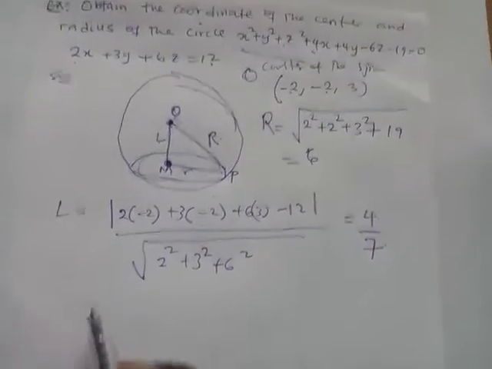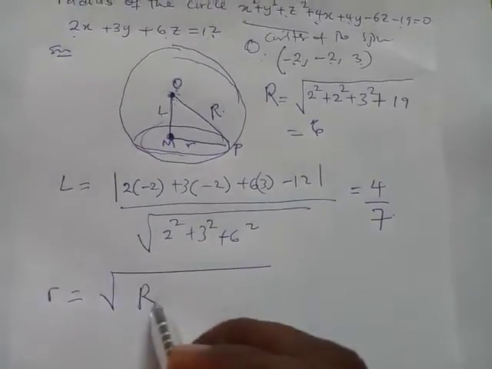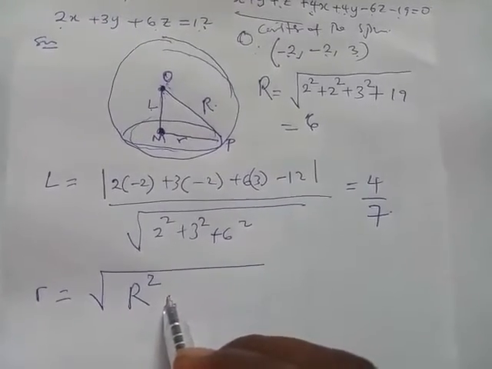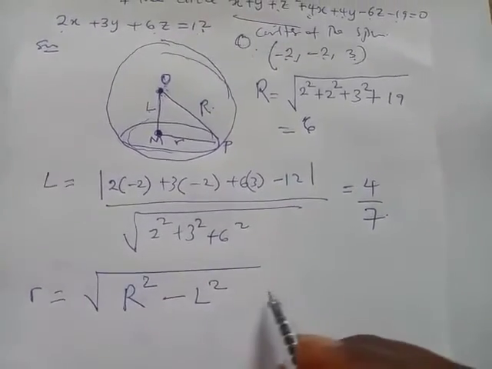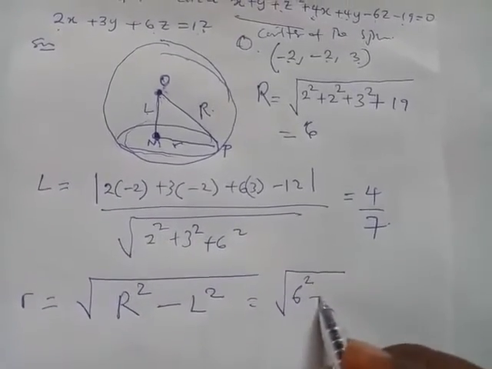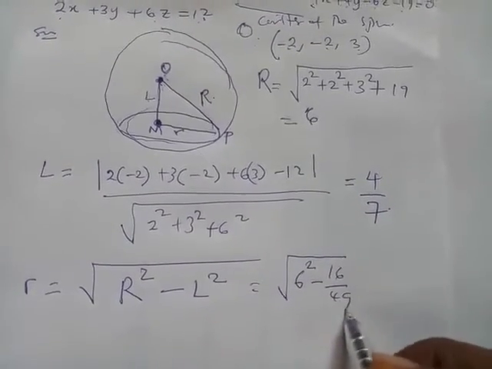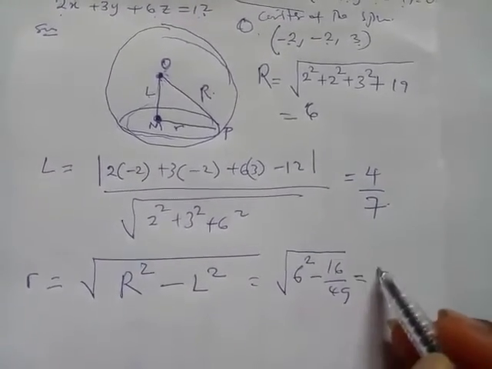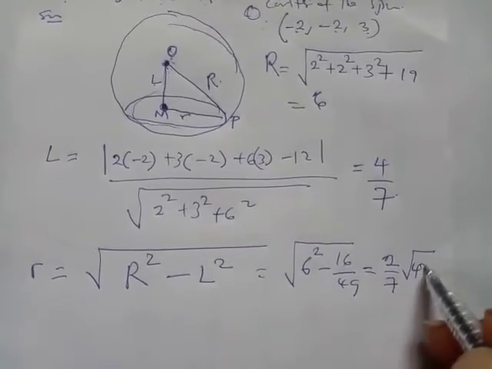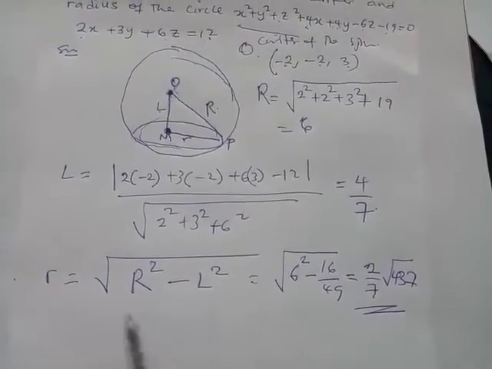So we have known our L. From that place, we can find our R. Remember, we say that by Pythagoras theorem, R will be equal to the square root of big R squared minus L squared. So our big R squared is 36, minus 16 over 49. By the time we finish it and simplify, we should be able to have 2 over 7 root 437. So we have known our radius. So this will be the radius of the circle.